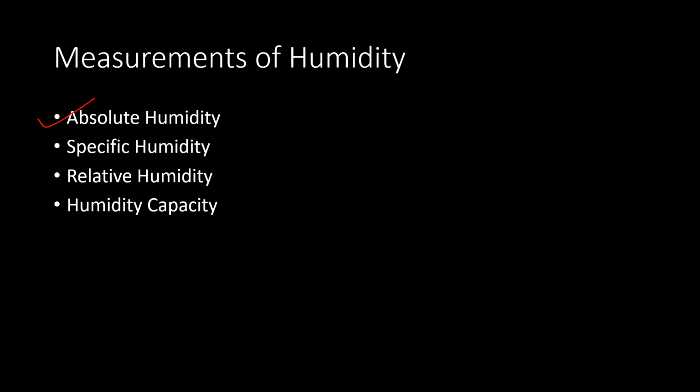The next one is specific humidity. Specific humidity means grams of water vapor present per kilogram of air. It is measured in terms of mass, while absolute humidity is measured in volume terms. The next one is humidity capacity. Humidity capacity means that at a certain temperature, it is the maximum amount of water vapor air can contain. It's the maximum capacity.